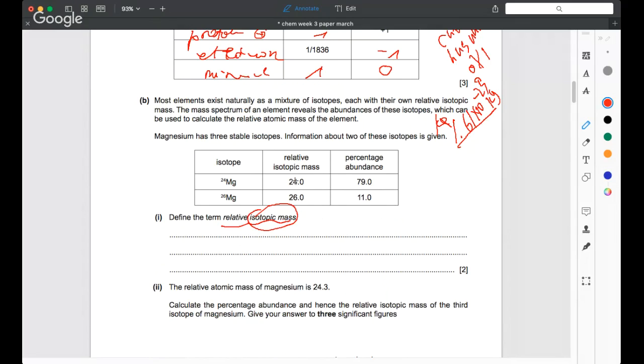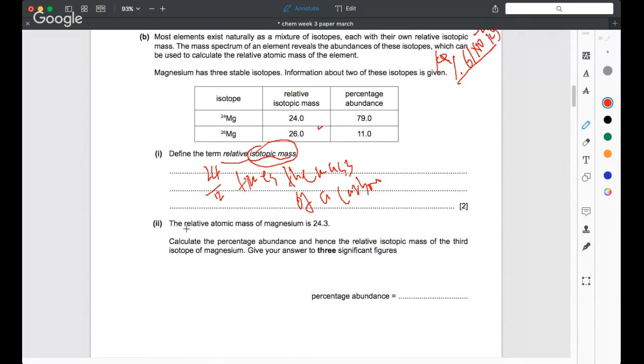So this 24 means that the mass is 24 divided by 12 times the mass of a carbon atom. So if you have 48, then it's 48 there. So relative means it's relative to the mass of the carbon atom.